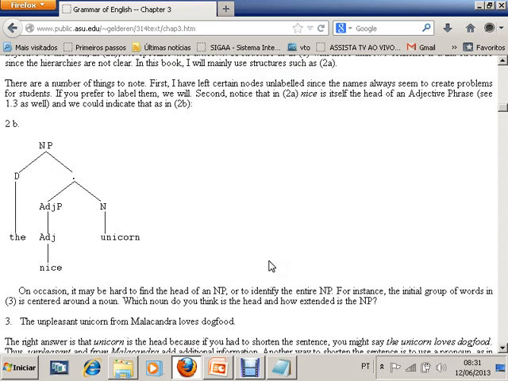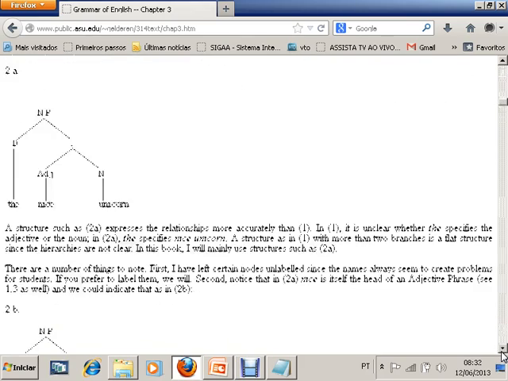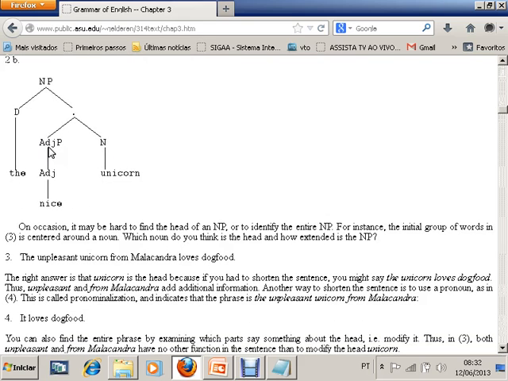Now, let's take this. The nice unicorn can also be classified like this. Nice is an adjective. And unicorn is a noun. When I put nice unicorn together, I have an adjective phrase together with a noun phrase. Okay? And this forms... Okay. I have a noun. I have an adjective phrase. Okay, nice. And together with the noun and with the determiner, I have another noun phrase. So I have an adjective phrase inside a noun phrase. Okay, nice on its own is an adjective phrase. Okay, more.